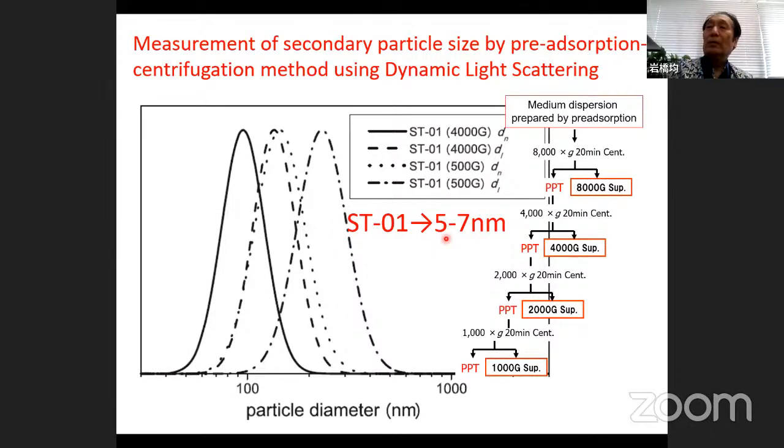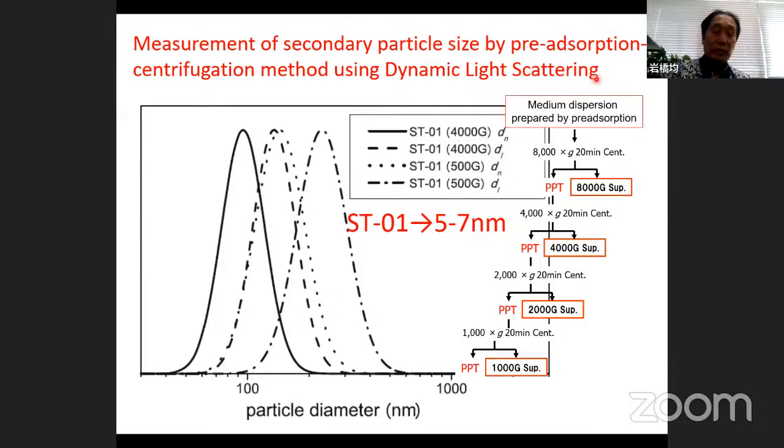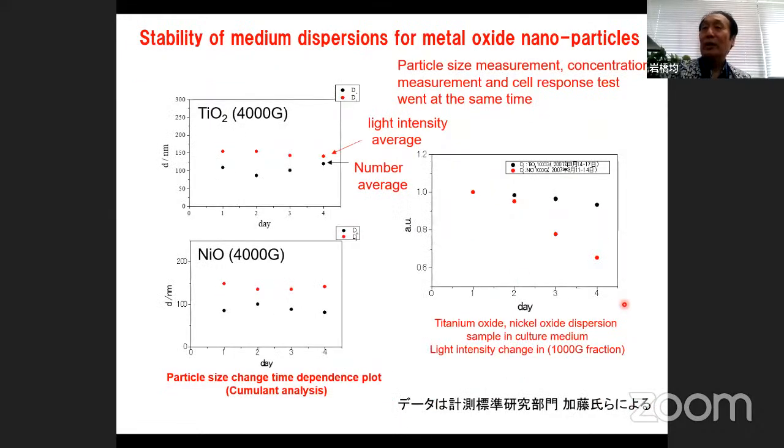ST01 has a primary particle size of 5 to 7 nanometers, but it seems 100 nanometers, and this depends on the centrifugation speed. So anyway, we can get a stable, but big, aggregated nanoparticle. Under this condition, we can check stability by dynamic light scattering. I'm sorry, this is Japanese. This was carried out by Dr. Kato in AIST, and this is the stability of the nanoparticle. You see, this is not stable, but we can measure the cell toxicity test during this one day. So in this case, no problem.